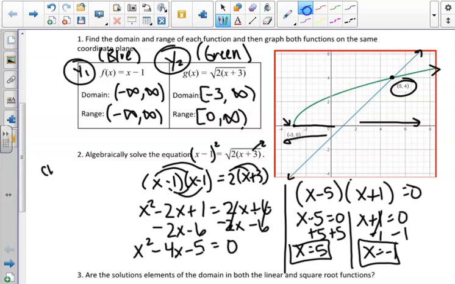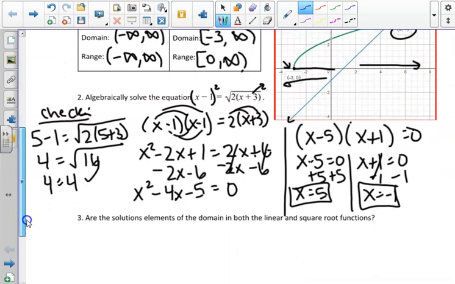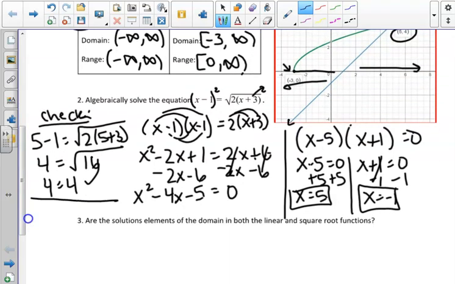So let's do a check over here before we try and find our y values. I'm going to start with 5. I need to make sure that 5 minus 1 equals the square root of 2 times the quantity 5 plus 3. 5 minus 1 is 4. And the square root, that's 8 times 2 is 16. The square root of 16 is 4, so 5 checks. So let's now check the negative 1. Negative 1 minus 1 must equal the square root of 2 times the quantity negative 1 plus 3.